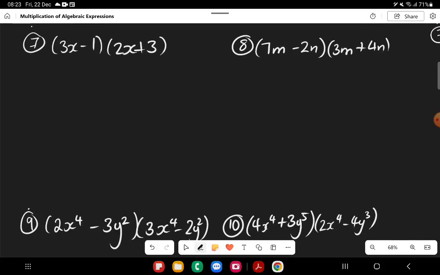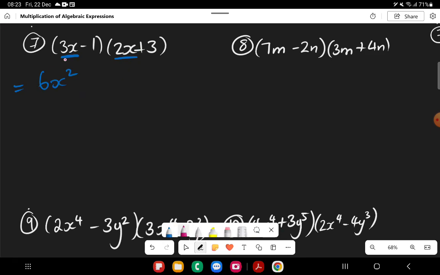Okay, let's see. We're still doing FOIL, right? So here we're going to say first times first. So that's 3x times 2x. I just want to remind you, colors are your friends. I use colors because it's easy for you to see, and I encourage you to use colors because it's easy for you to see. So use your colors. 3 times 2 is 6. X and x is x squared.